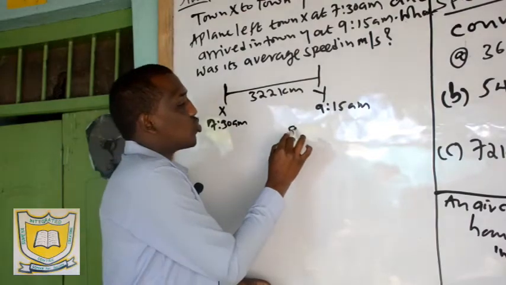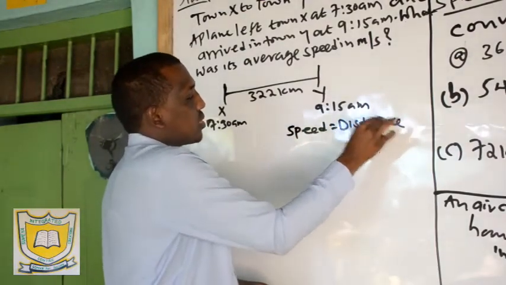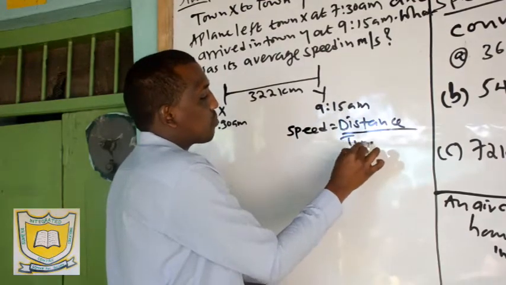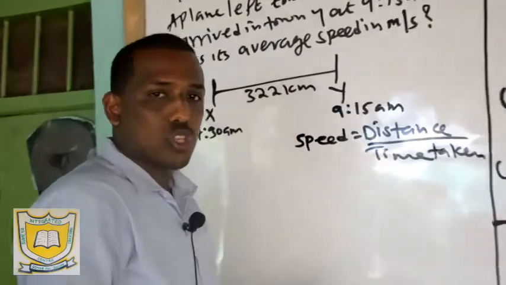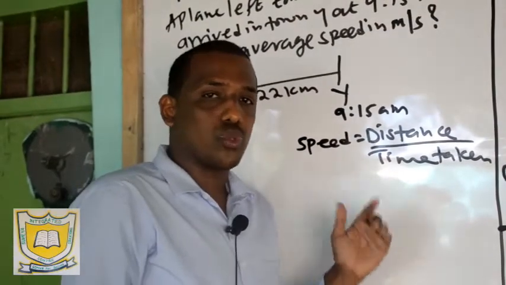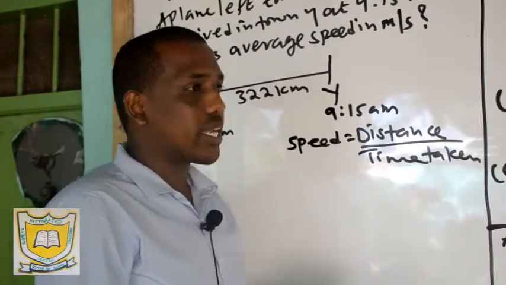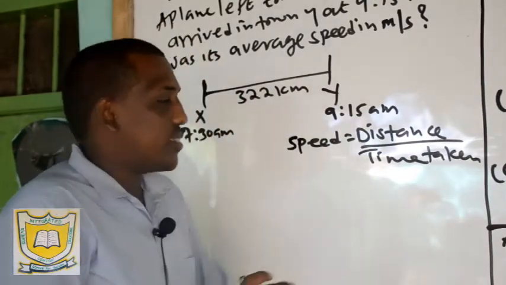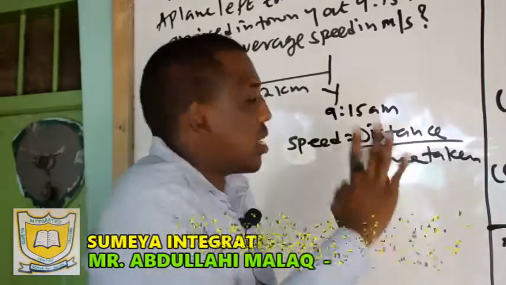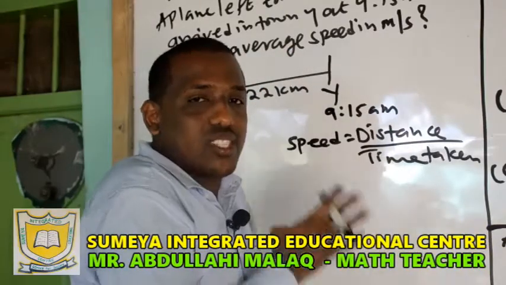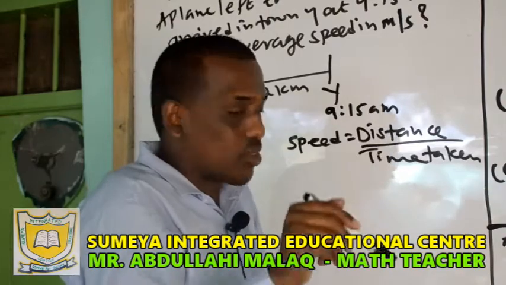We use the formula: speed is equal to distance over the time taken. So the formula is very important. Speed is equal to the distance the person or the vehicle has covered over the time taken. I always say the distance is in either kilometers or meters. If you see kilometers or meters, that is distance. But when you see kilometers per hour or meters per second, that is the speed.